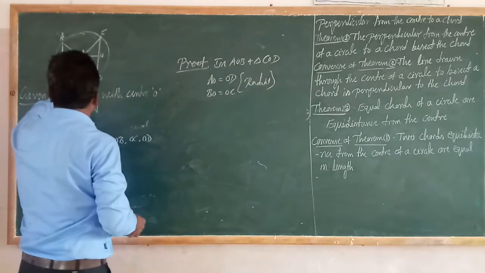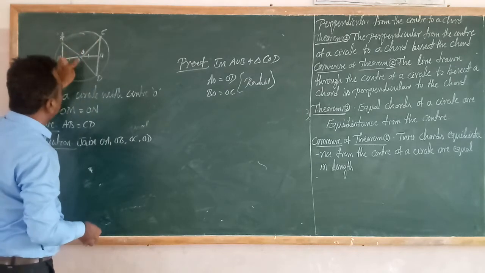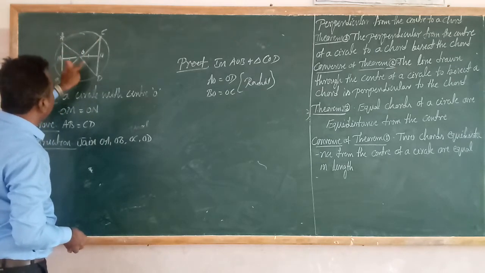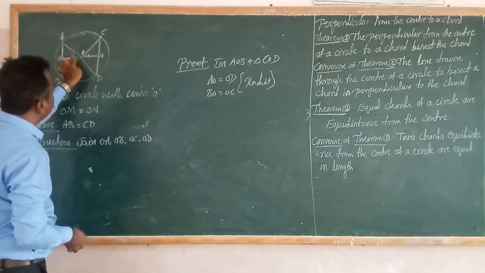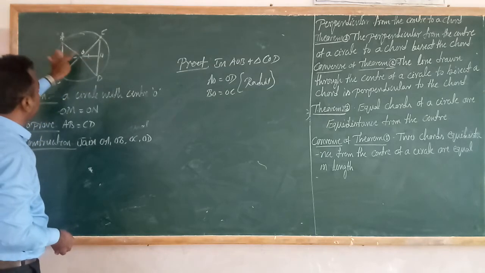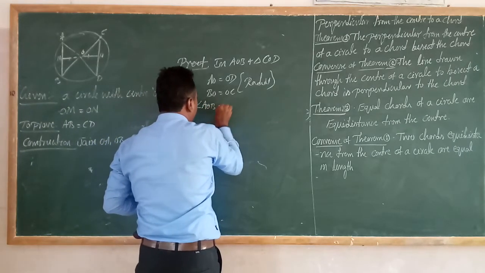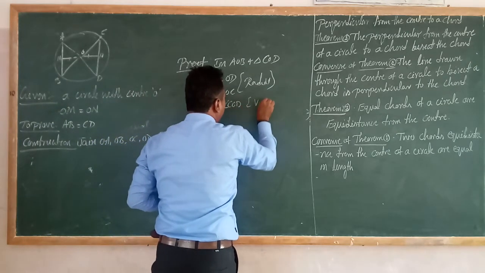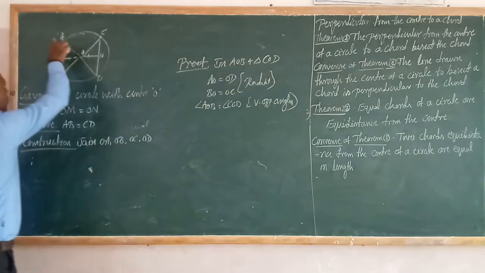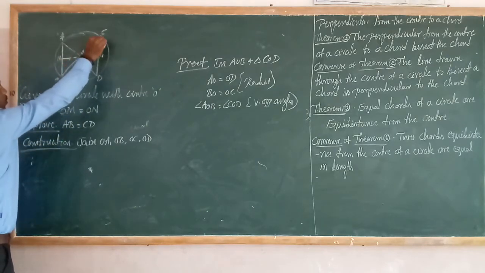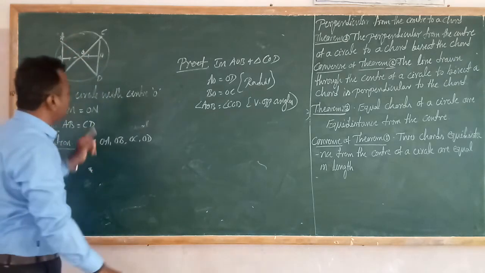Then in triangles AOB and COD, AO is equal to OD and OB is equal to OC. After that, the two angles are vertically opposite angles. What is that? Angle AOB is equal to angle COD because of vertically opposite angles. Okay, see, AOB and COD, these two are vertically opposite angles, that's why these two are equal.